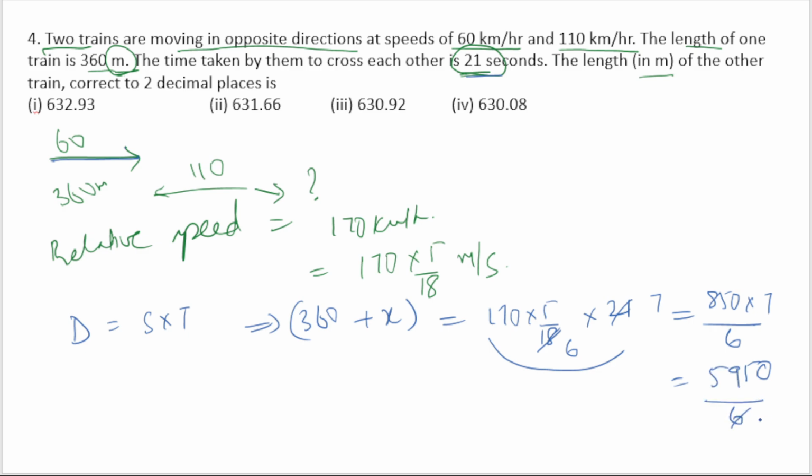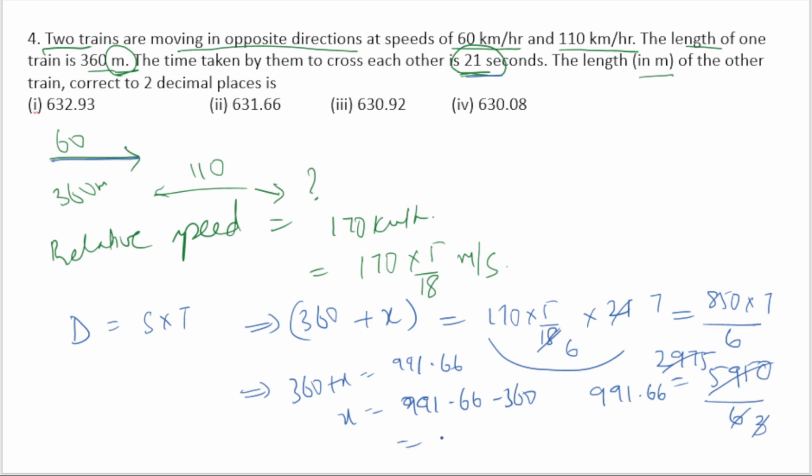5950 divided by 6. It is 2975 divided by 3, which is 991.66. So 360 plus x is equal to 991.66. What is the x value here? It is 991.66 minus 360. It is 631.66. It is the second option.